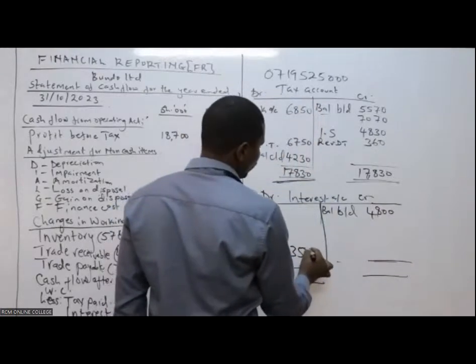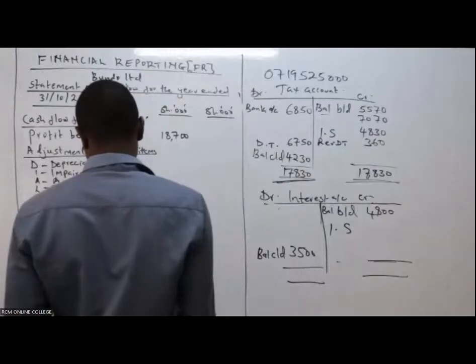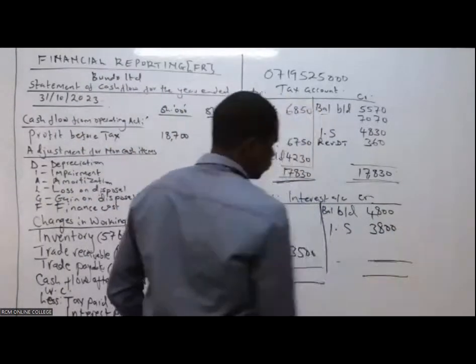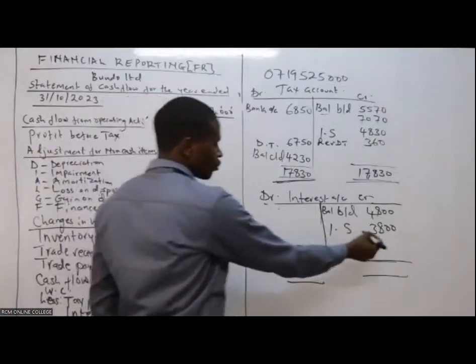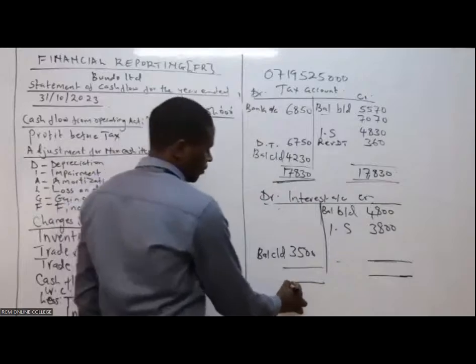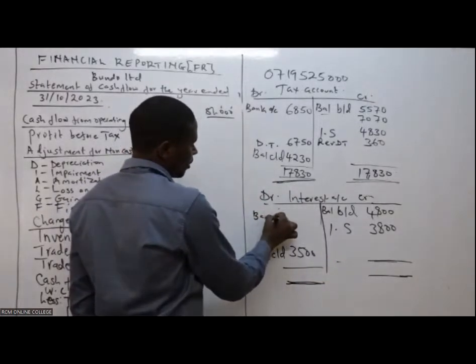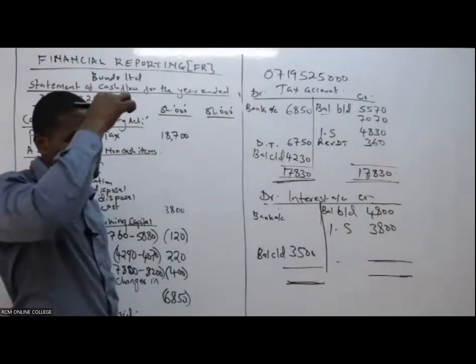3,500. And then we had the income statement. From the income statement, finance cost 3,800. Okay, is there anything else that really affects us? No. So that one, you just give me the total here. And then we get our bank account. What did we pay? Bank account. What was the interest paid? Like that, as simple as that.